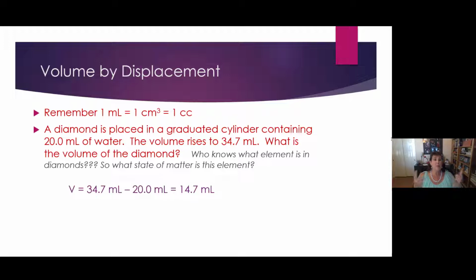All right, so anyway, we subtract to get our volume. It's called volume by displacement. You just subtract to get that 14.7 milliliters. And a diamond is made up of carbon. Carbon is a solid.